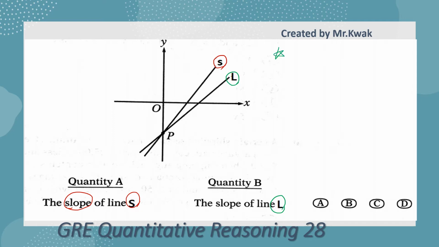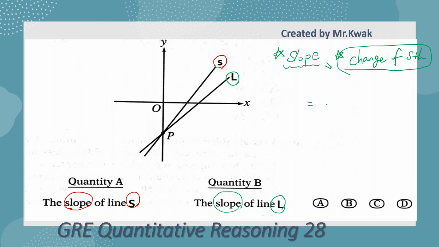So we should know the meaning of the slope. What is the slope? We could have learned the concept of slope even in physics class. If you are familiar with physics, you could have figured out the answer really easily. Slope means a change of something. What is the something? We can write it down as a fraction like this.